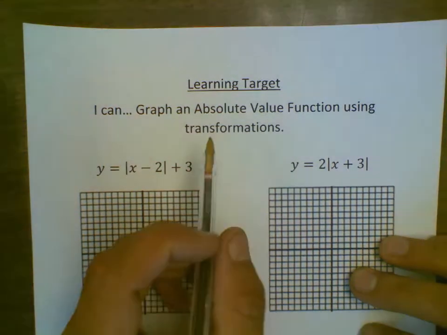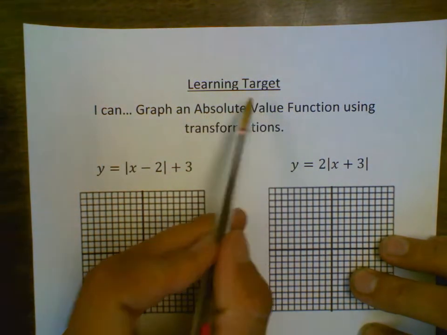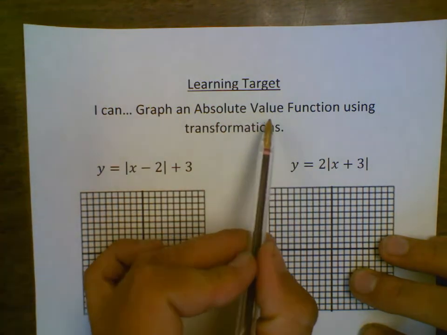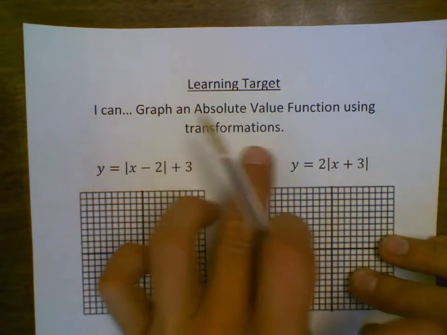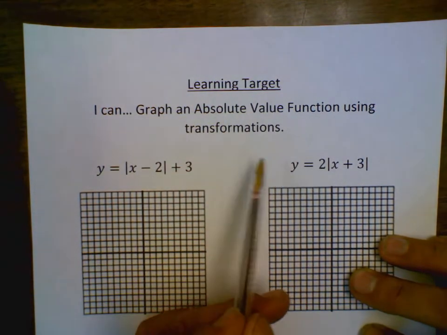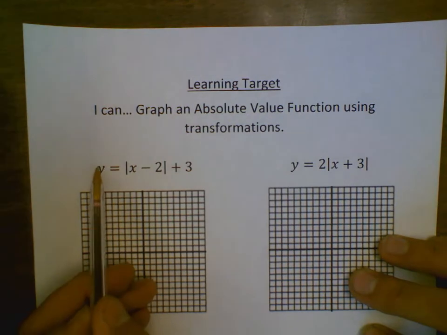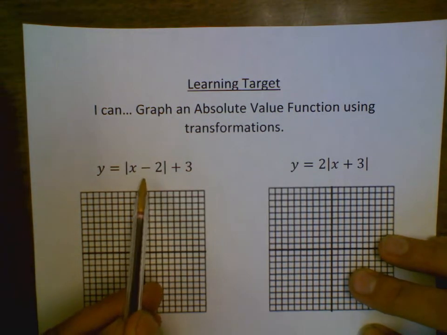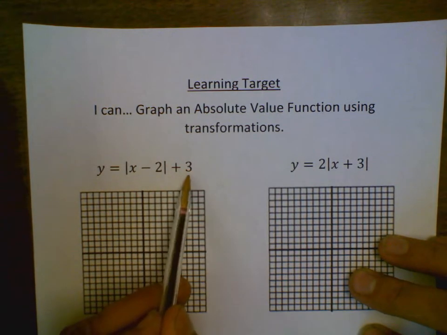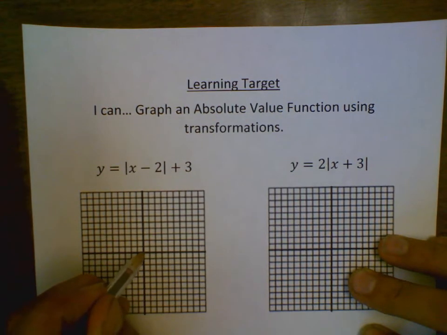In this video, the learning target I'm going to talk about is I can graph an absolute value function using transformations. So we're going to use what we've learned about transformations to graph some equations of absolute value functions. When we graph an absolute value function, to find the first point, you're going to use your shifts. You're going to see how the graph has been shifted from the origin.